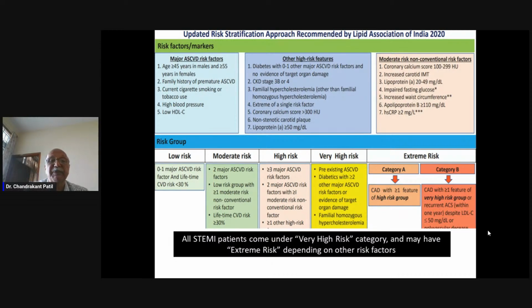And depending on the number of risk factors, especially if there is a pre-existing ASCVD or diabetes, more than two major risk factors, familial homozygous hypercholesterolemia, they are very high risk. What is the extreme risk we call? If there is already a coronary artery disease which has developed with more than one feature of high risk group, then they are called extreme risk category A. And if there is already a coronary artery disease with more than one feature of very high risk group, or recurrent ACS already, again one more MI occurring on an old myocardial infarction, all these are extreme risk group who need to take maximum care.